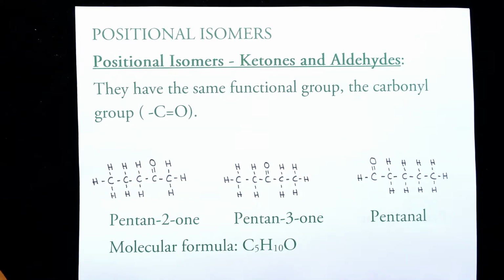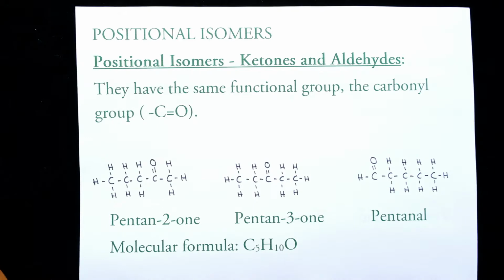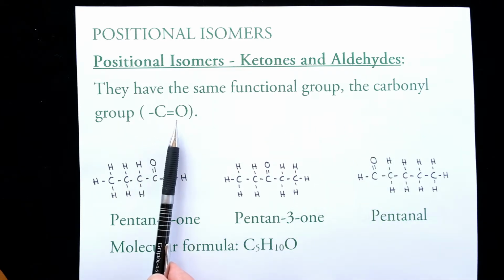We're going to look at one more example of positional isomers where we move the position of the functional group. Ketones and aldehydes will be positional isomers when they have the same number of carbon atoms. They have the same functional group, which is the carbonyl group, carbon with a double bond O. Now you know that your ketones have the carbonyl group, and so do your aldehydes. It's just the position that differs.